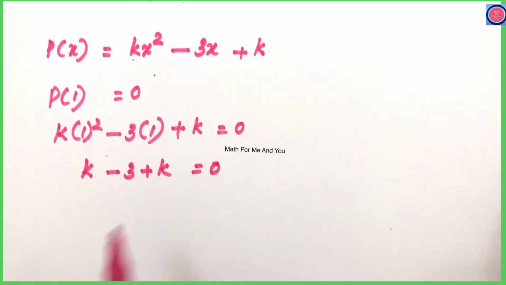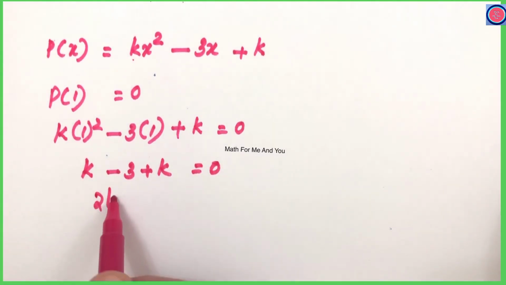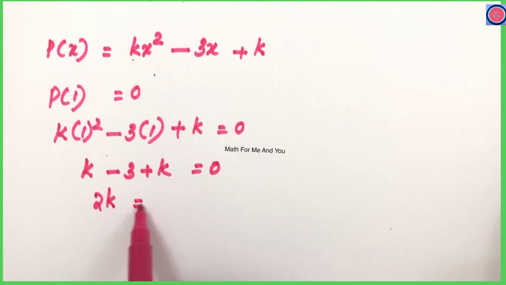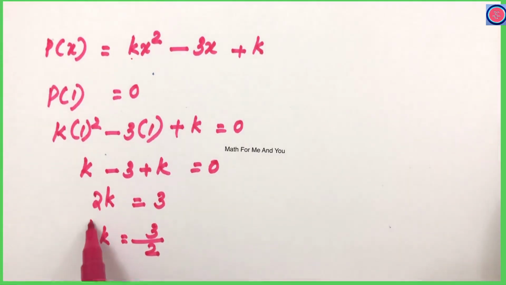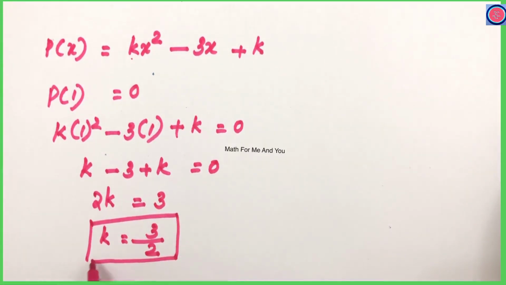K plus k we can combine and write 2k. Minus 3 we can move to the other side, it becomes plus 3. So we get 2k equals 3. What about k? K equals 3 divided by 2, 3 over 2. And this is the value of k.